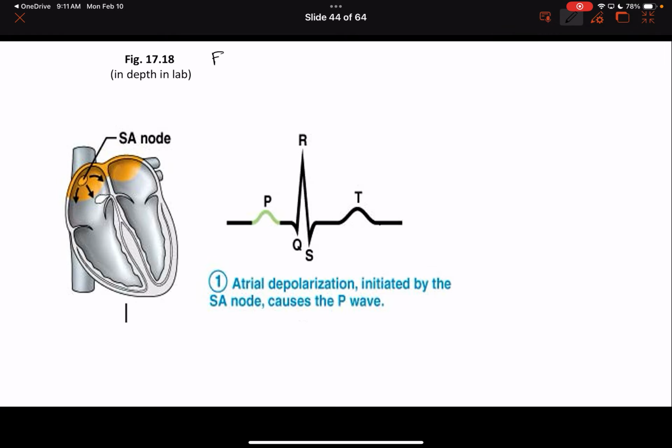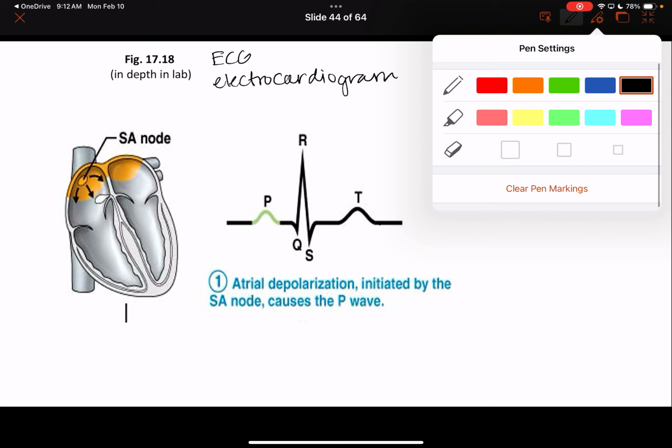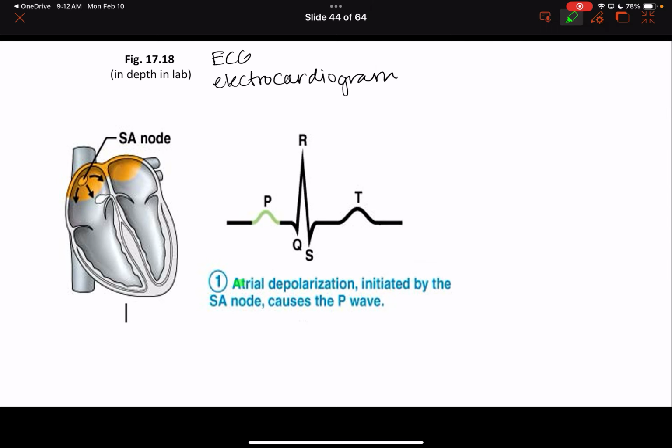And then ECG stands for electrocardiogram or electrocardiography. ECG is fine. Again, extra quarter of a point if you spell it all out for me. They add up. So the first one is the P wave. The P wave is showing you atrial depolarization. Okay, so we're seeing the excitation of the atria first.